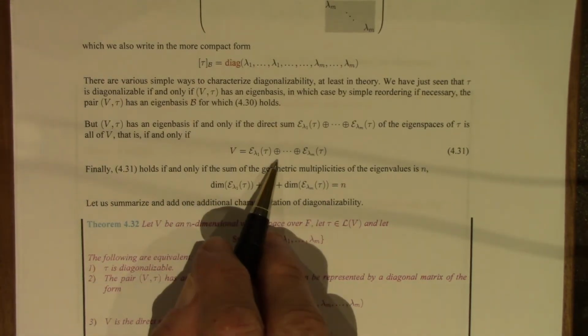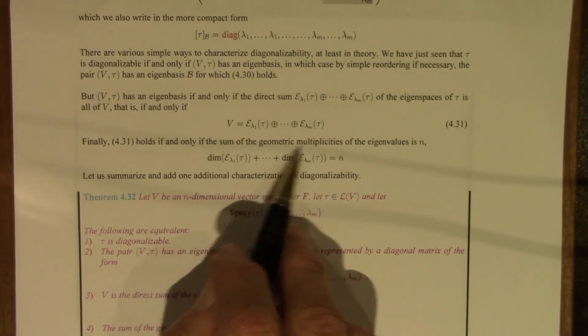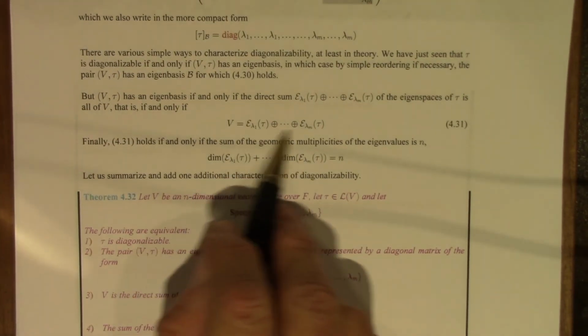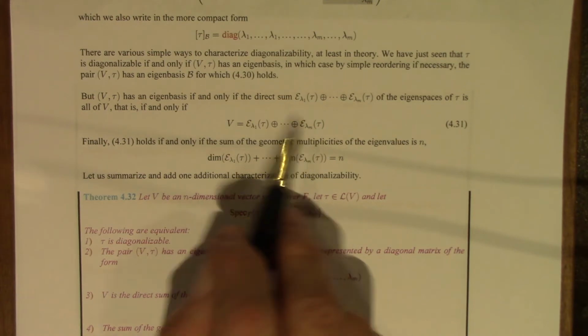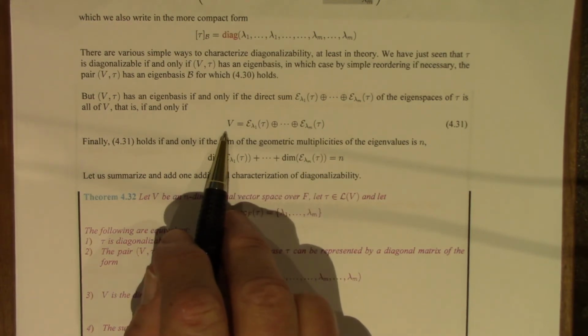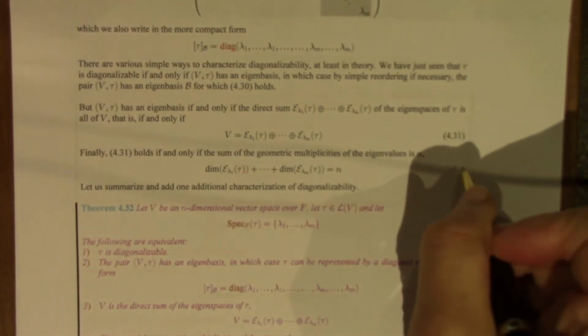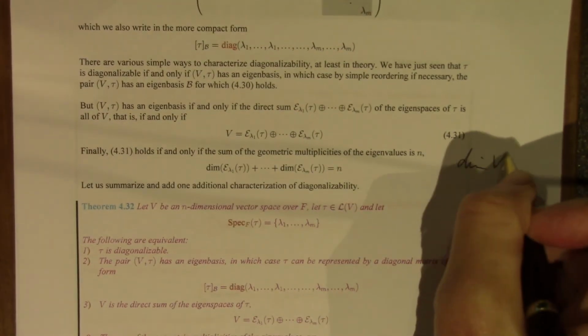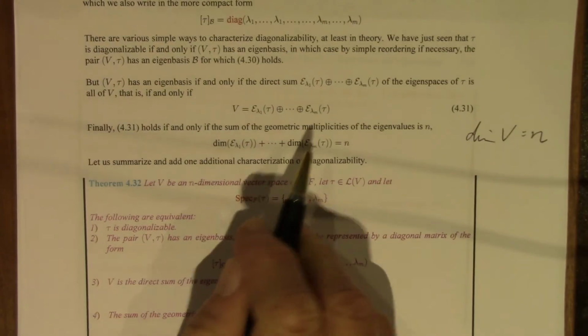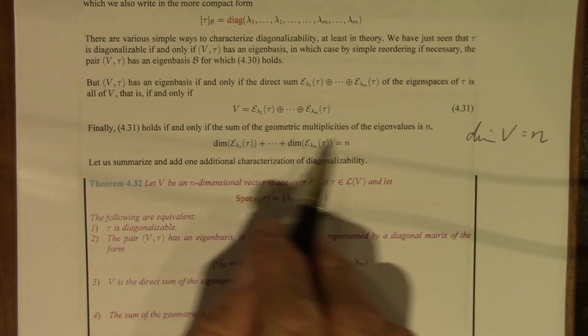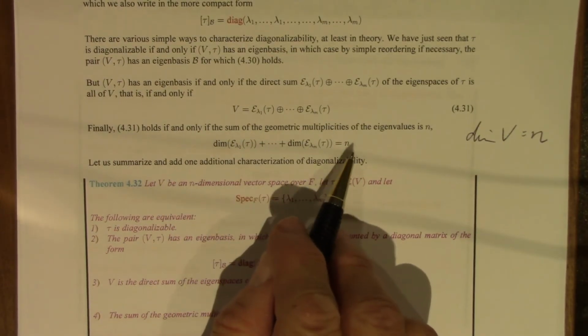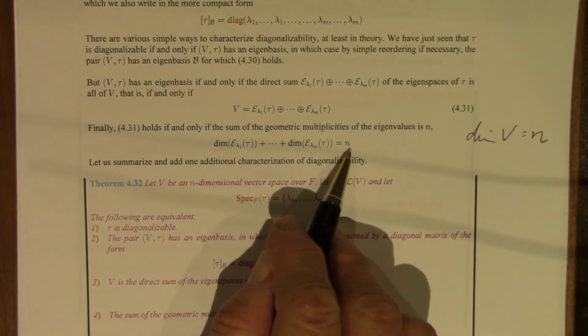This holds if and only if the sum of the dimensions of these subspaces is equal to the dimension of V. So if V is n-dimensional, I guess I better add that, dimension of V equals n, then the sum of the dimensions of the eigenspaces is n.